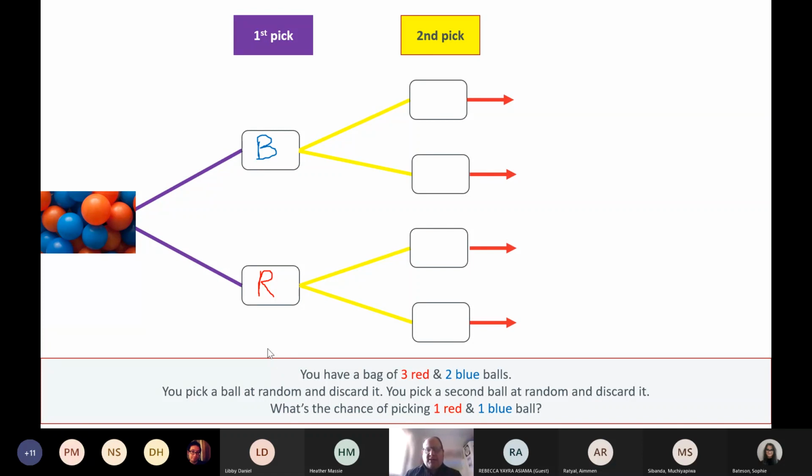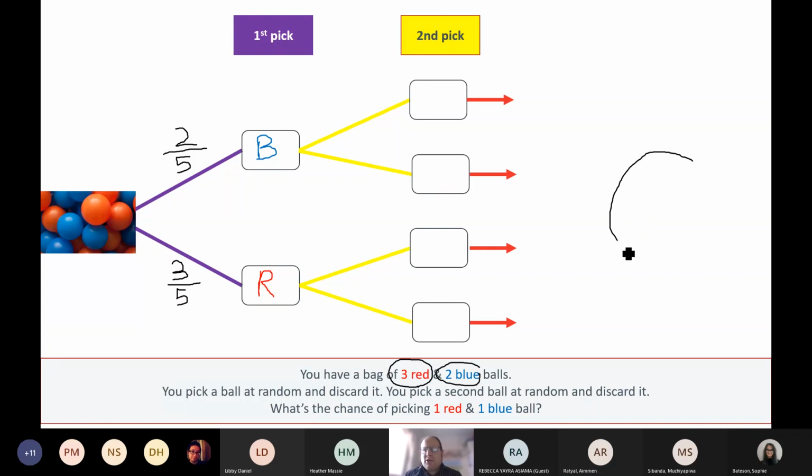Remember, the probability is the chance of something happening divided by the total number of opportunities. So the chance of me getting a blue ball, well, there are 2 blue balls, it says at the bottom. And there are 5 balls in total. So it's 2 out of 5. Well done, anybody who said that. If I think about the red, there are 3 red balls. So the chance of me picking out red, remember this is my first delve into the bag, is 3 red balls out of a total possibility of 5.